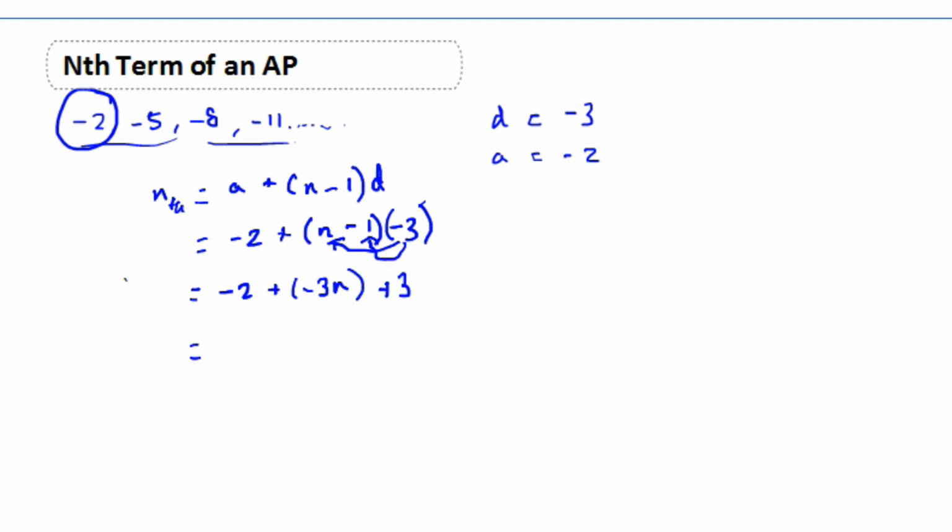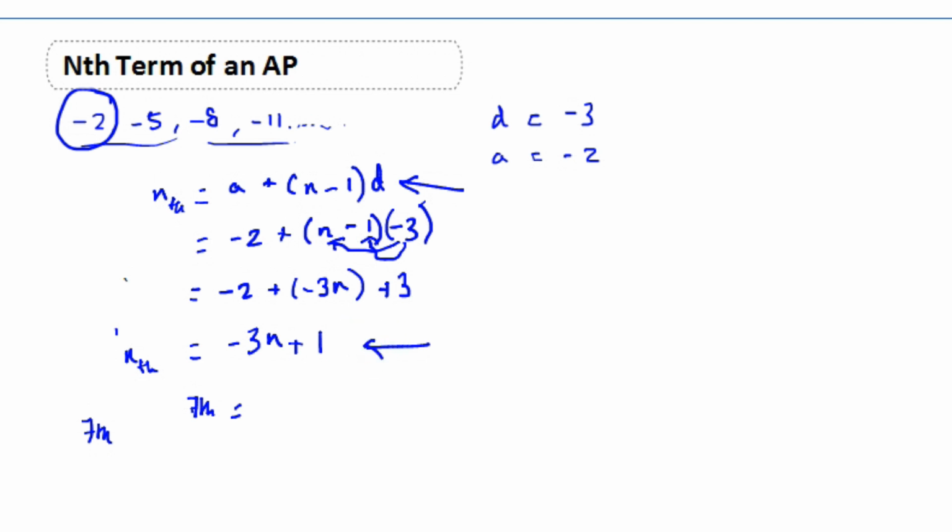So when I simplify that, it becomes -3n plus 1. So that should be the nth term of this sequence. Now it's easy to find out what the 10th term of the sequence would be, or let's say the 6th term or 7th term. To find the 7th term, we can just substitute into any of these formulas that we have found, either into the general formula or into the simplified formula that we have got for this specific sequence.